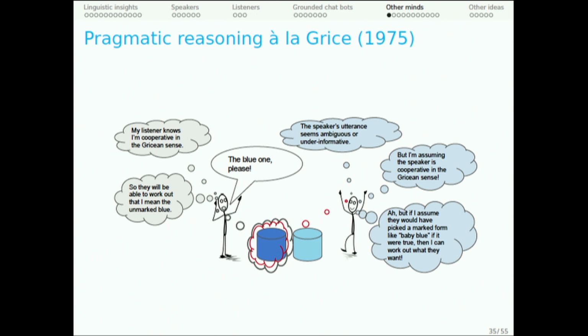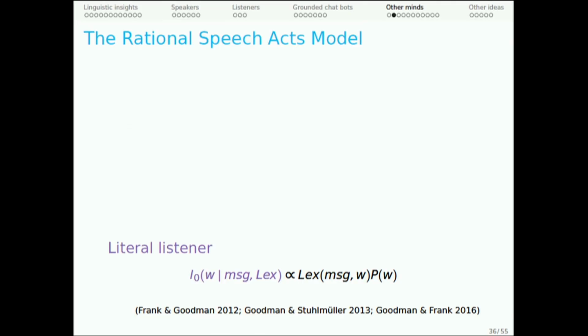The idea is that if our systems could do this at some level, then they would be more efficient in communication. And here's a simple model for doing that. It's called the Rational Speech Acts model. It was developed by people here at Stanford. And it has a kind of hierarchy of 3 probabilistic agents.